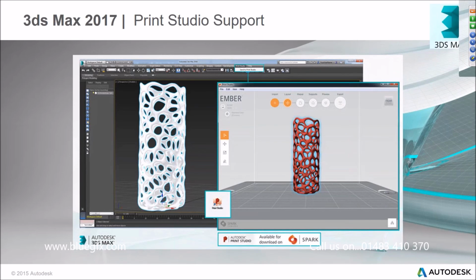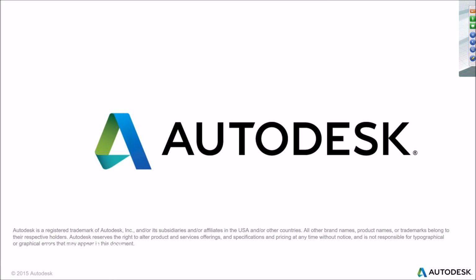And last but not least is Print Studio support. So finally, we have something for production out of Max. You can send your geometry straight to Print Studio, which is part of the Autodesk Spark platform. And from there, you can check if there are any errors in the mesh. You can automatically generate supports, and then you can send a file to the printer or to a file, and the file then can be sent over to a print service over there. So that was it from my side.